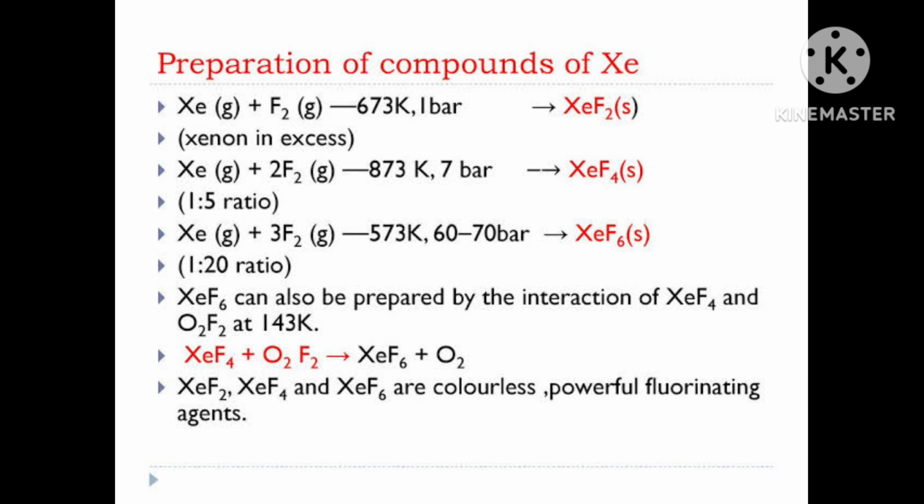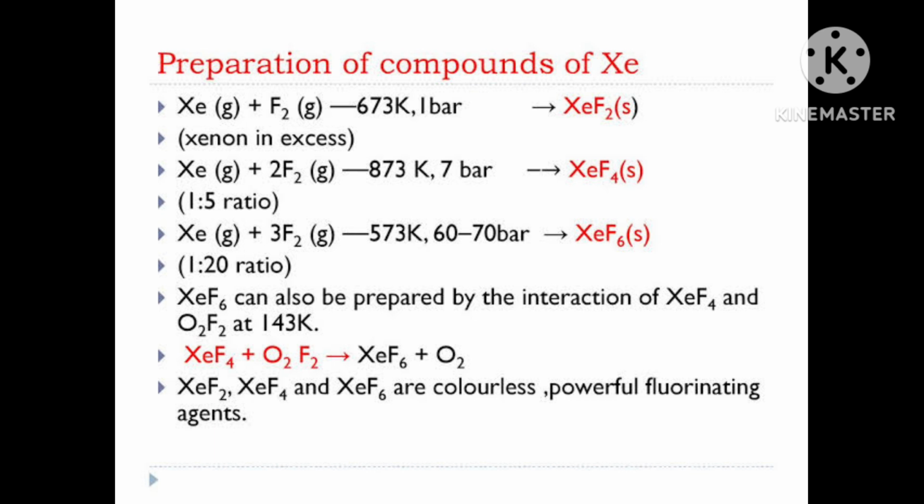If xenon tetrafluoride reacts with water, it will give 4 products. What are those 4 products? Xenon, first product. Xenon oxide, second product. HF, third product. Oxygen gas, fourth product. Then the balanced equation, again I am repeating: 6XeF4 plus 12H2O gives 4Xe plus 2XeO3 plus 24HF plus 3O2.